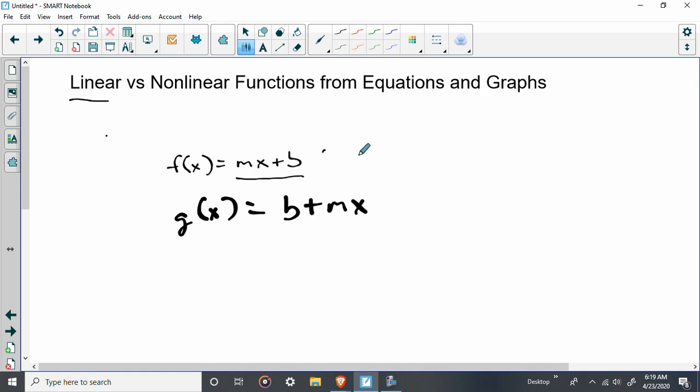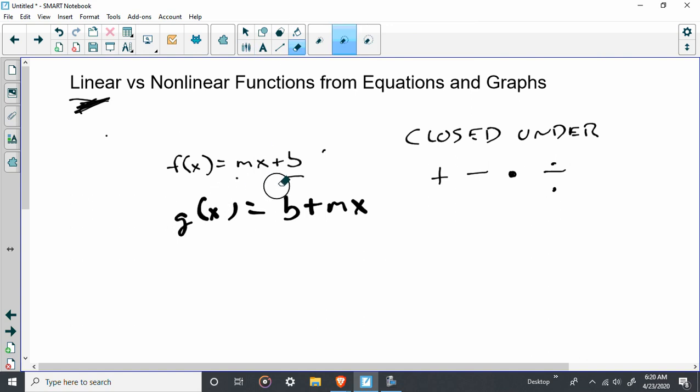But here's the thing. In order for something to be linear, we say it is closed under addition, subtraction, multiplication, and division, okay? In other words, you can only have the four basic operations. And if you think about that, if we go to our basic form here, right? y is equal to mx plus b, right? What is this really? Let's think about this.